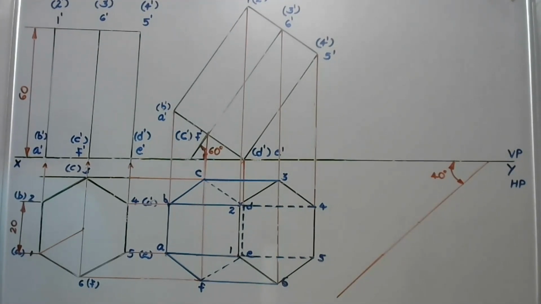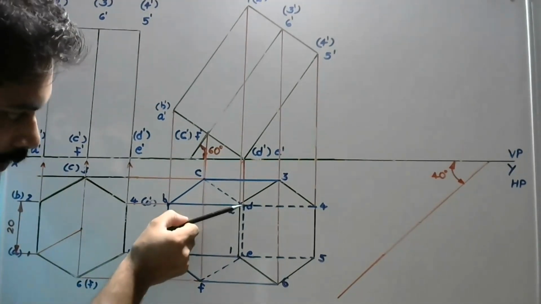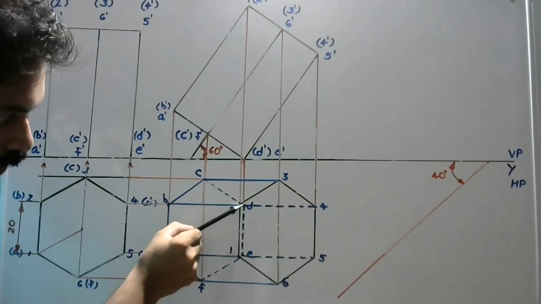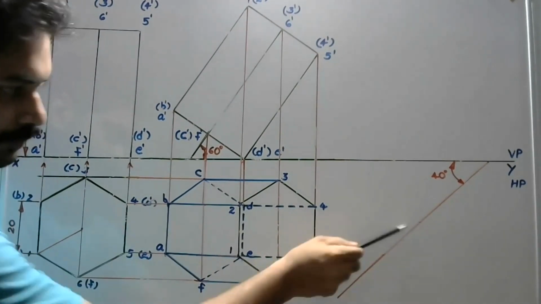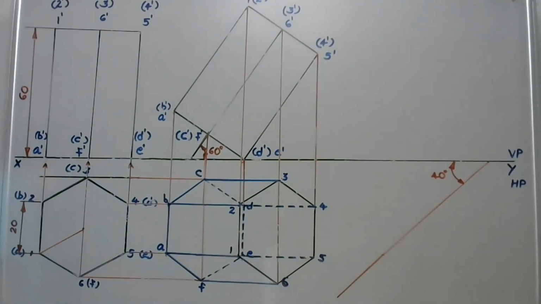Based on the condition, the resting base edge DE tilted to 40 degree with respect to VP. For that, create a 40 degree inclined line. On this line, fix the end DE. Measure the value DE from the second top view and fix that value on this 40 degree inclined line.